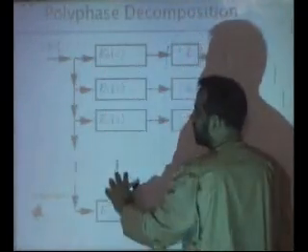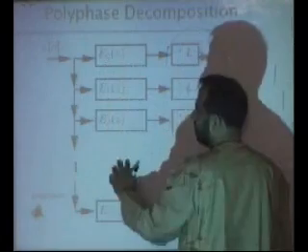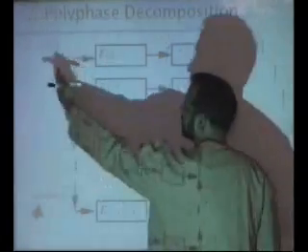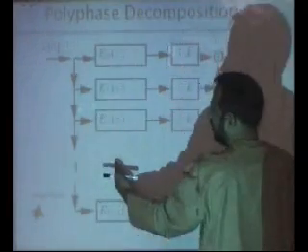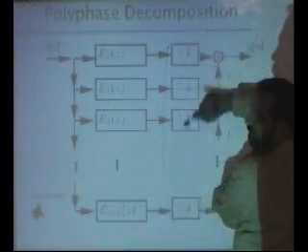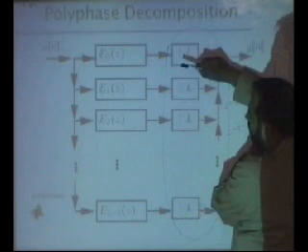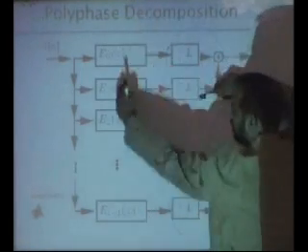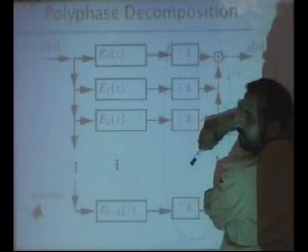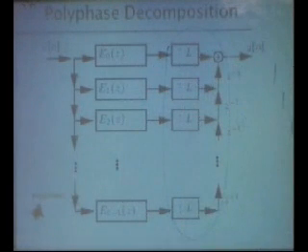The important thing is that the filters are working at a slower rate, because this is the rate at which you are getting the samples and filtering them. Only this switch is working at a high rate, because it needs to pick these 4, and again 4, as all these filters compute. So this is the polyphase decomposition of a filter for interpolation.